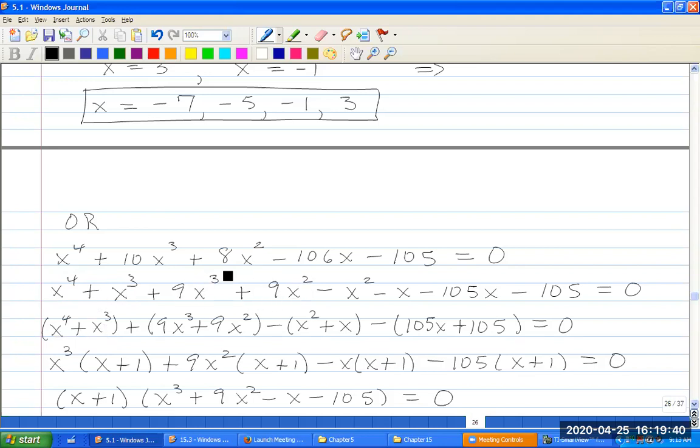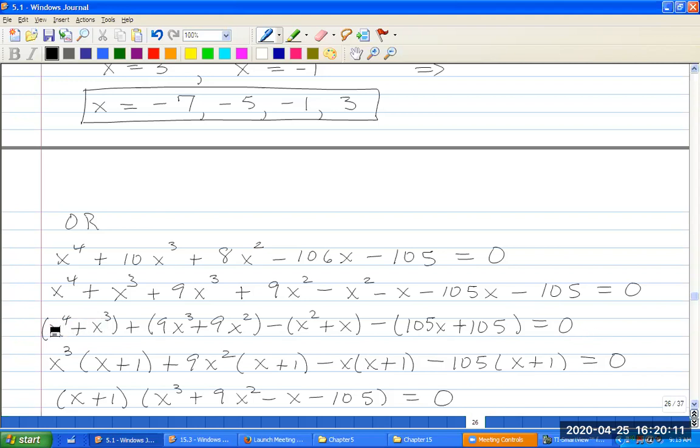9x cubed plus 9x squared, I'll group that. The x squared minus x squared minus x, let me factor out a negative and group these. So if I do that, I'll get a minus in front of the x squared plus x. Again, I have a minus here, so let's factor out the minus. So these will both become plus. And I have 105x plus 105 equals 0. Let's factor out what I can.